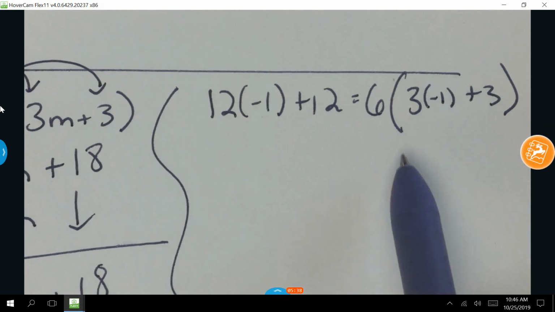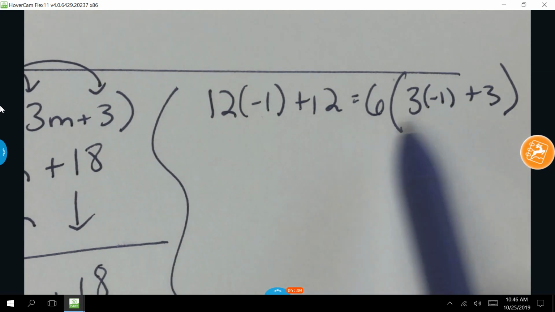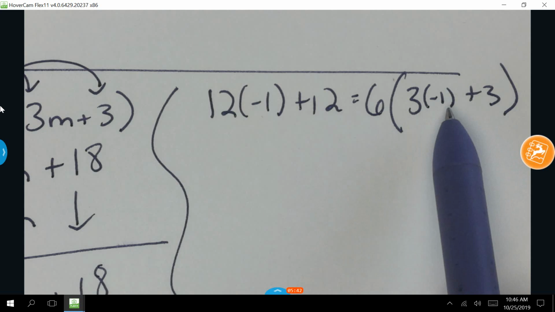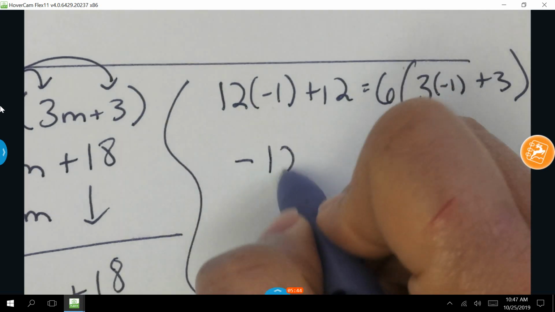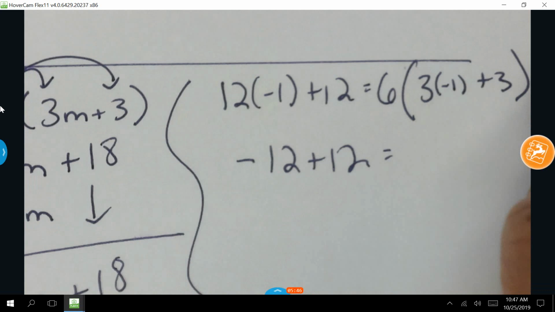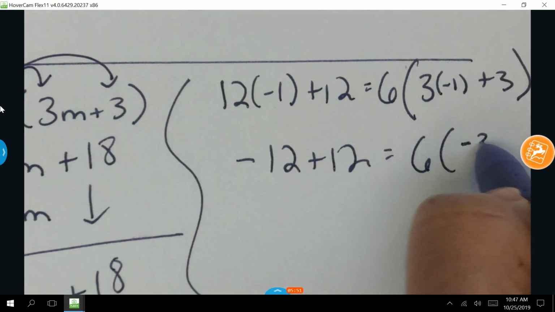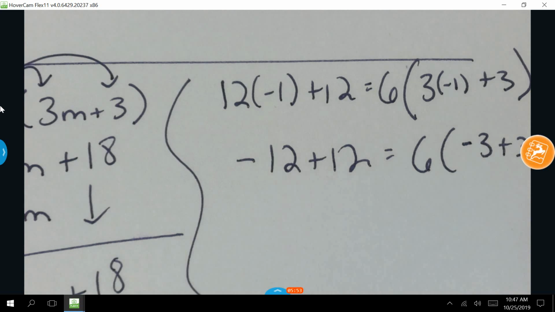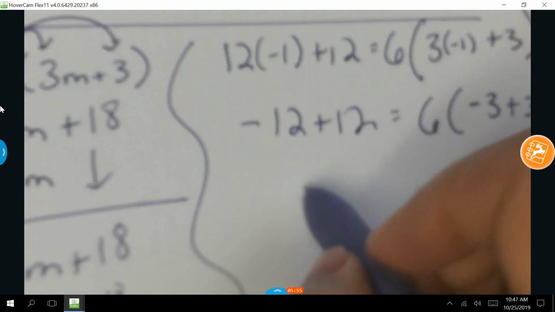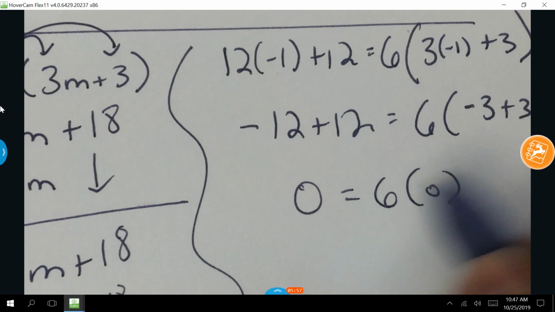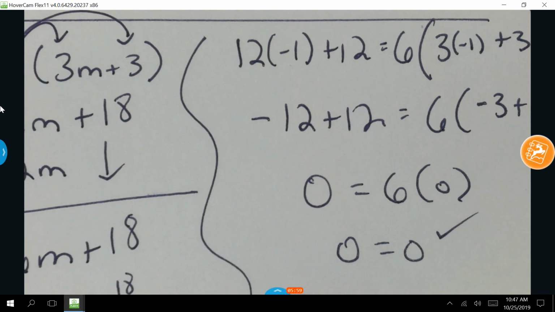All right, make sure your calculator has parentheses for you to use. You don't have to put the negative 1 in parentheses. But negative 12 plus 12, and you don't have to distribute this. If you just have numbers, you can solve the parentheses. And I show all my steps just because I'm a teacher. So you have 0 equals 0 as your check numbers.